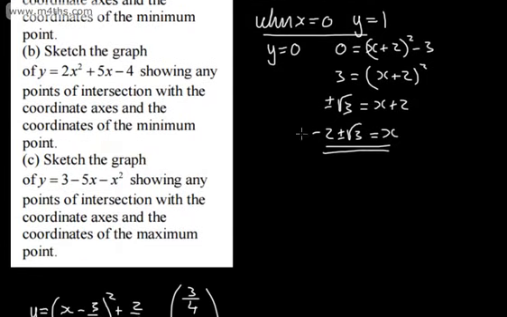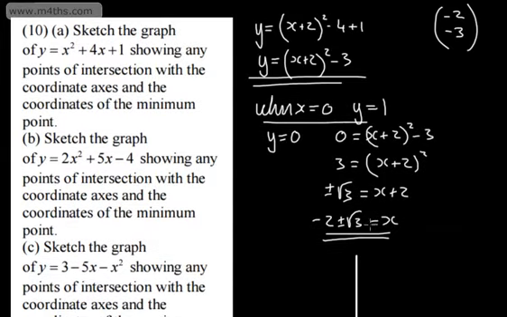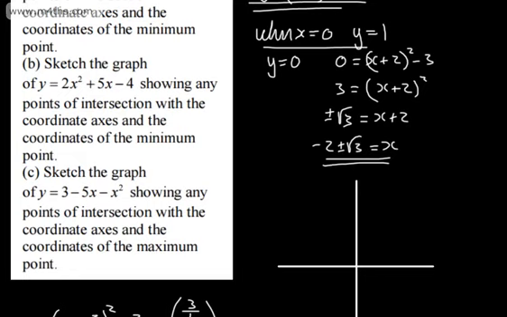So what we're going to do is a rough sketch. Remember, we don't have to be Picasso here, it just gives some idea of what's going on. So the easiest one to put on now is the point just here, 0, 1.